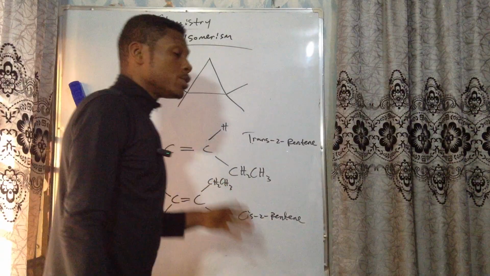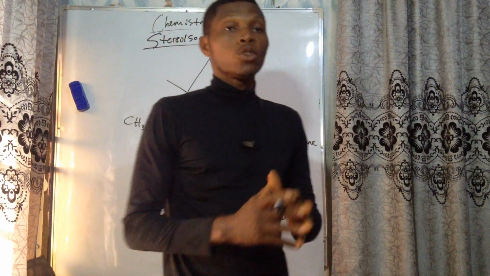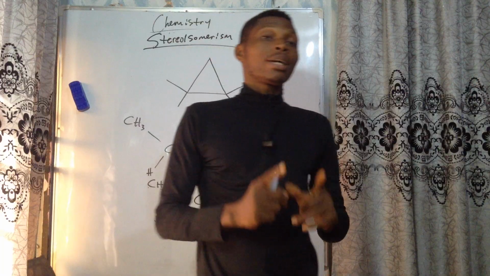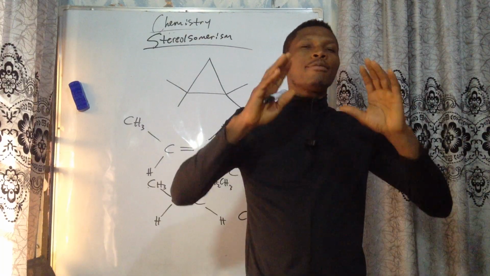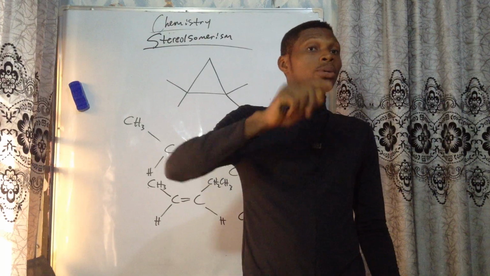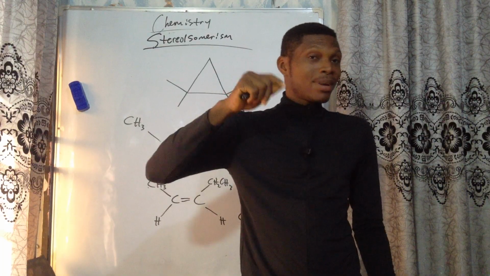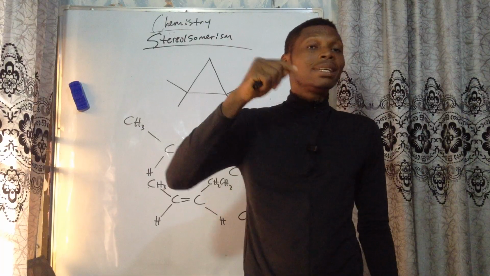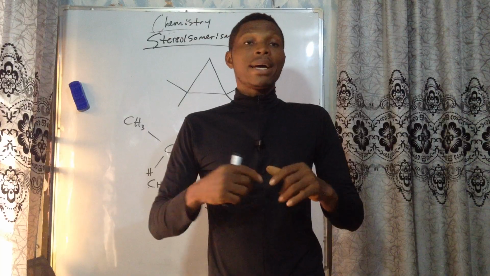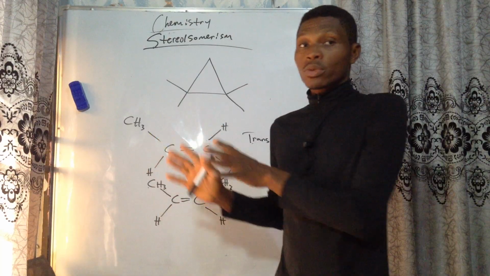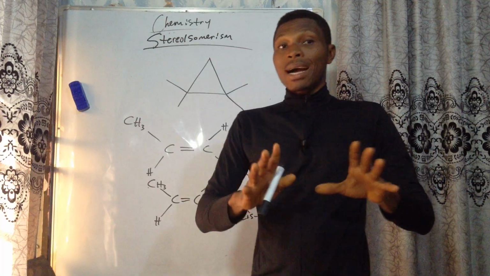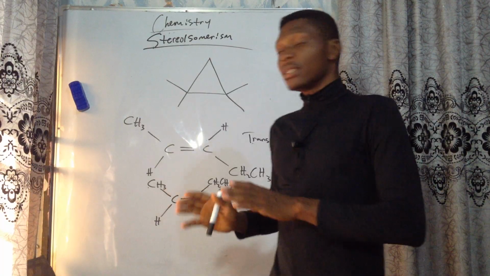Now, in my next video, we talk about optical isomerism. That one involves just one carbon atom being bonded by 4 different functional groups. The carbon atom that is being bonded by 4 different functional groups is called the chiral center. That will be what I will consider in my next video. I will draw something that will help us to understand optical isomerism better. Okay, let's leave it for now.